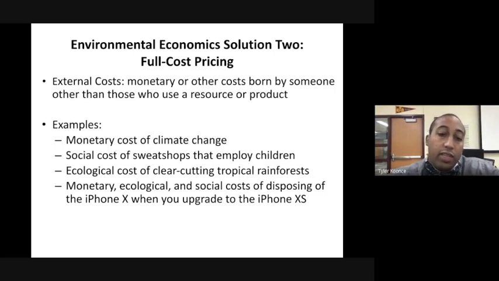There's also the monetary, ecological, and social cost of disposing of iPhones and phones in general when you upgrade to the next one. Are you actually recycling your phone to reuse some of those precious metals? Where are all the waste products from that phone going? Things like that.